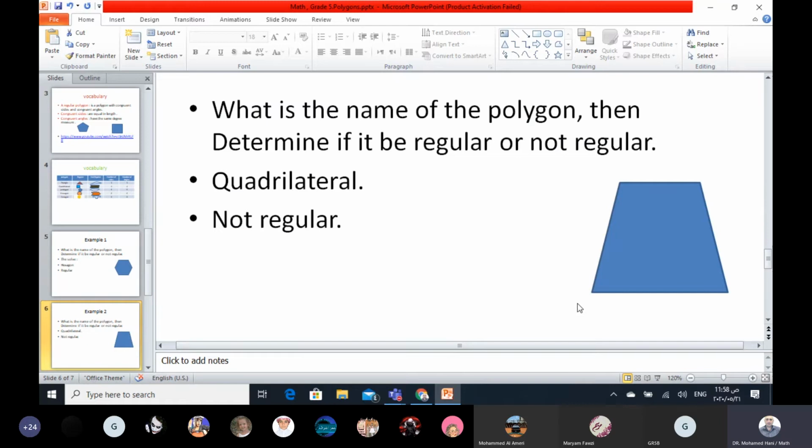Is it regular or not? Listen here. This side is smaller than this side, and this side is different from this side. So we have different sides and different angles. So this is not regular. This is our lesson today.